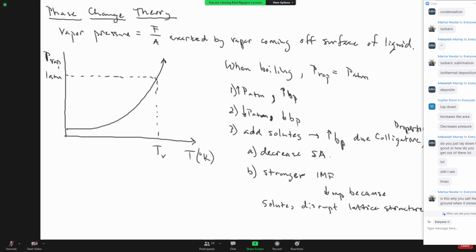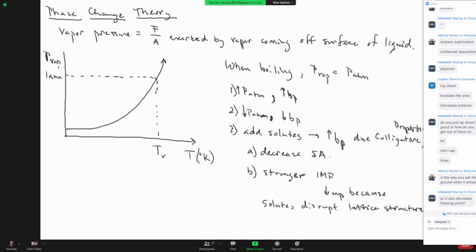Exactly. This is why when you go to really cold areas, you throw salt on the ground, right? What does that do? It decreases the melting point. So it doesn't freeze at a higher temperature, it freezes at a much lower temperature. So typically when you salt your driveway, it melts the ice. Yes, it decreases the freezing point, right? Which means ice will melt at a higher temperature, even though it's below freezing for water. It'll still melt because of that.